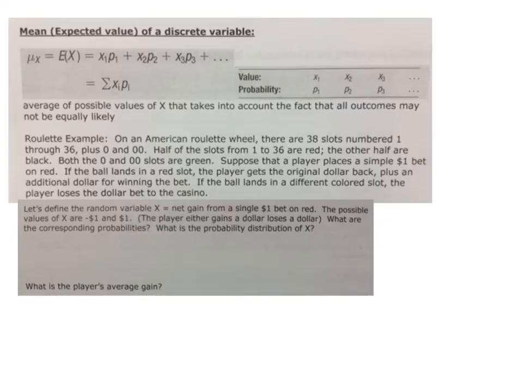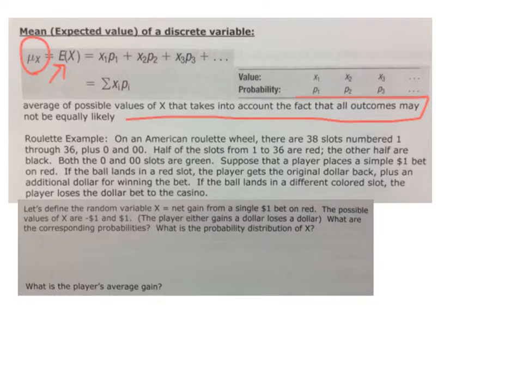Okay, so now let's look at how we take into account the mean, or the expected value, of a discrete variable. This is how I'm going to write the mean. Here's my symbol for mean. This is also the same thing as a capital E, parentheses, X, my expected value. What this mean does is it takes into account the fact that all of my outcomes are not equally likely, that some outcomes are more likely than others.